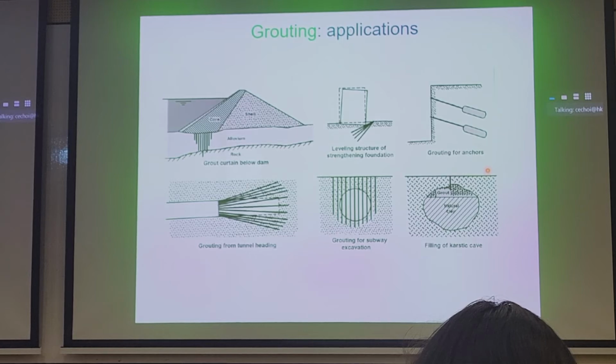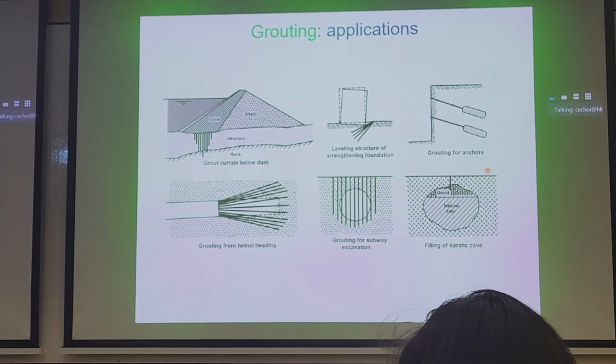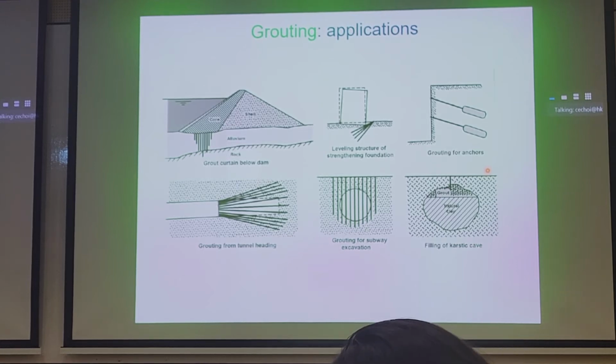And you find out whether these voids coincide with the toe of your bore piles. If they do, what you can do is just carry out infill or filling of these karstic caves with grout, and then you don't have to worry about the giant void being there. So that's another common application of grouting in Hong Kong.